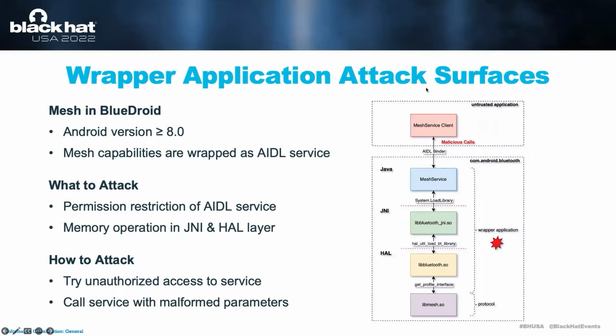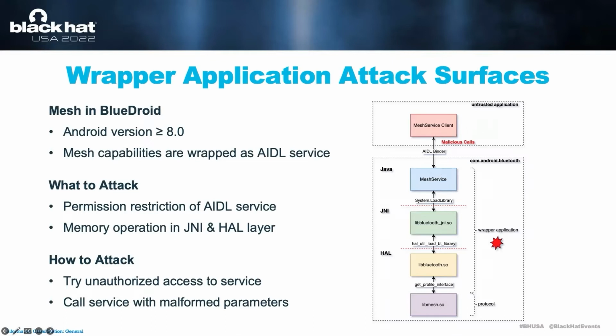For example, an Android app wants to send a mesh message. It can just call the corresponding interface provided by the mesh service, and the mesh service will then forward this call to the JNI layer, and the JNI layer will then forward this call to the HAL layer, finally to the libmesh.so. Well, the libmesh.so will send the HCI command to the Bluetooth chip to actually send the mesh message out. Assume that the attacker is a malware Android app and the attack vector is the malicious call.